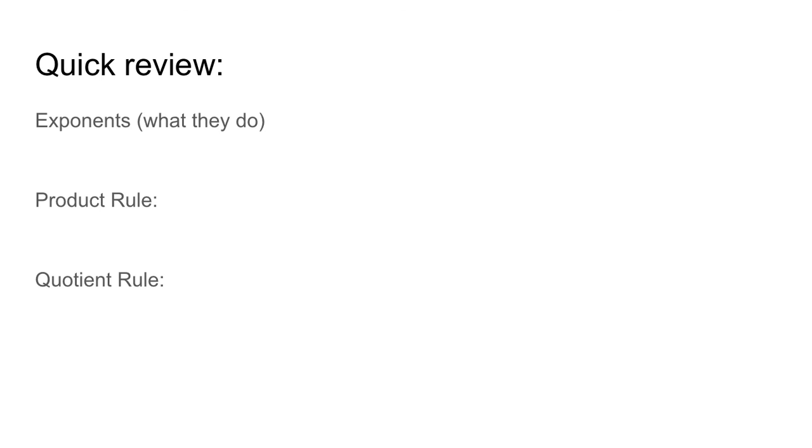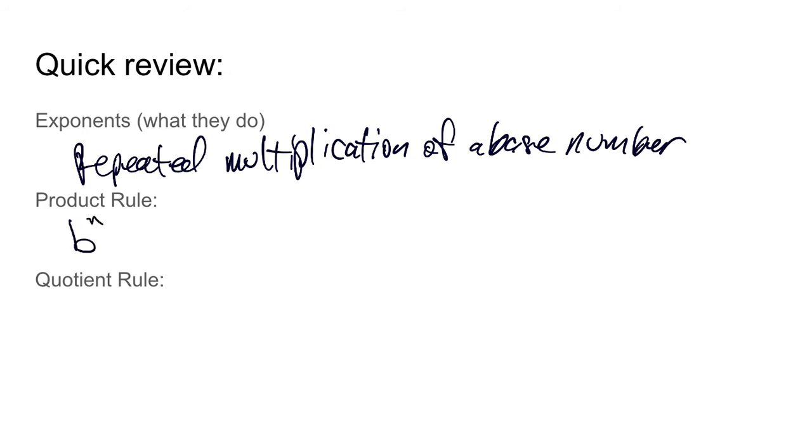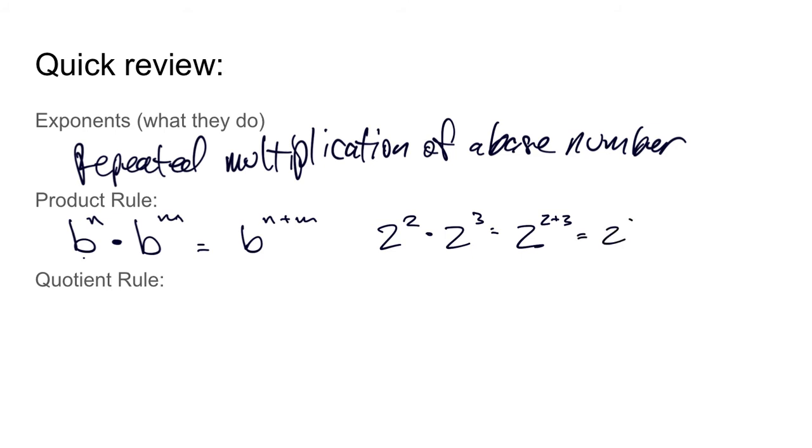Recap. Exponents, what do they do? They give us repeated multiplication of some base number. If we remember the product rule, if I have some number b raised to the n power times that same number b raised to the m power, so the bases are the same, I get b raised to the n plus m. An example would be 2 squared times 2 cubed equals 2 raised to the second power plus the third power, which is 2 to the fifth.